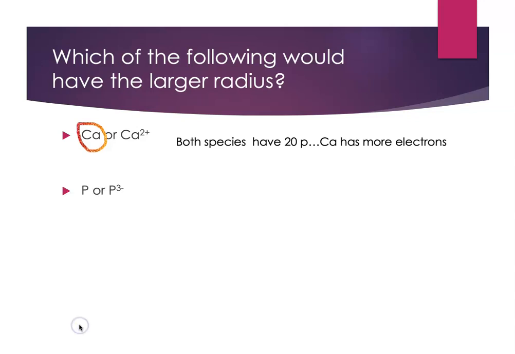so it would be larger. If I'm looking at the phosphorus atom or a phosphide ion, I would expect the phosphide ion to have the larger radius. Both species have 15 protons, but I've got more electrons in the phosphide ion.